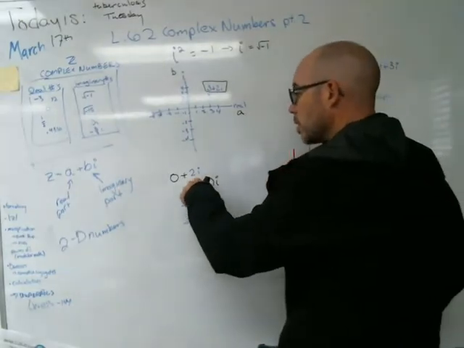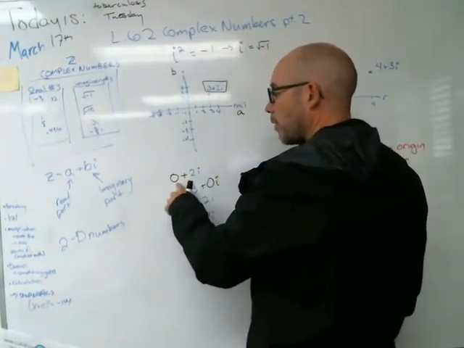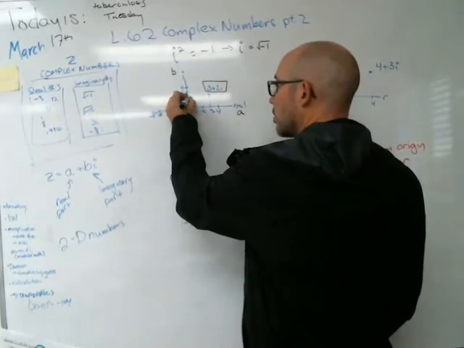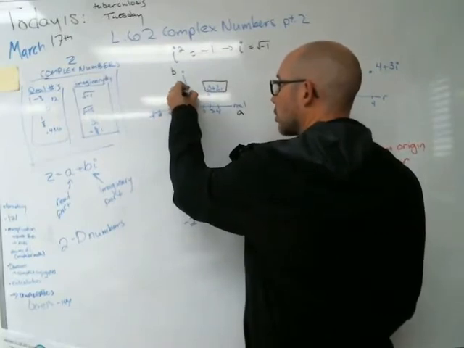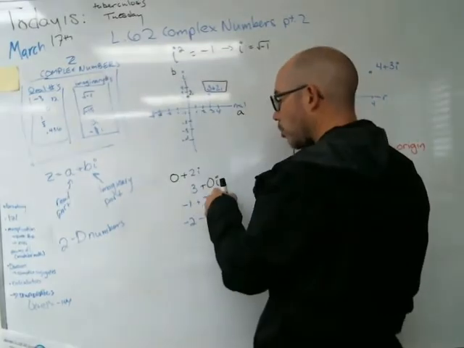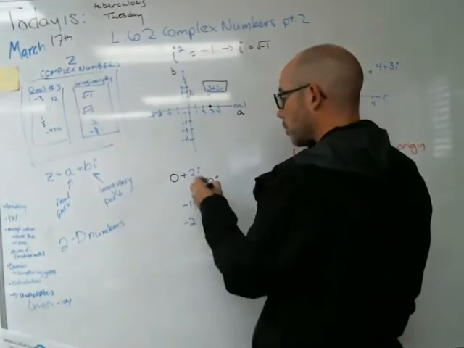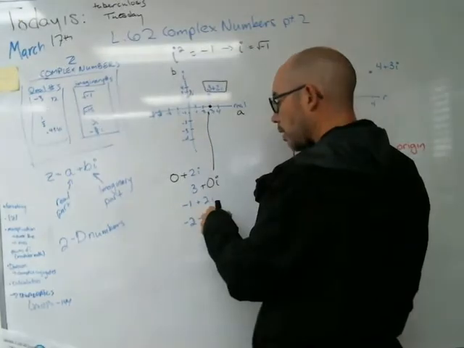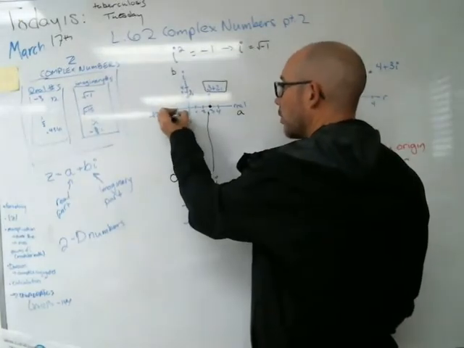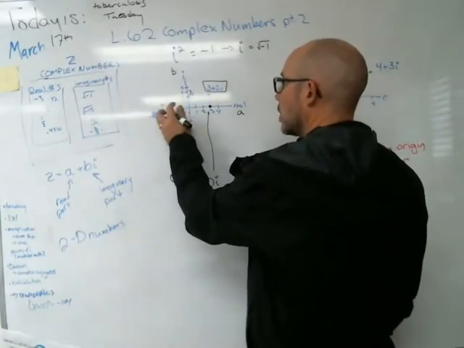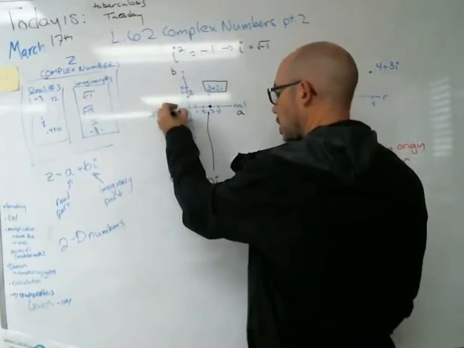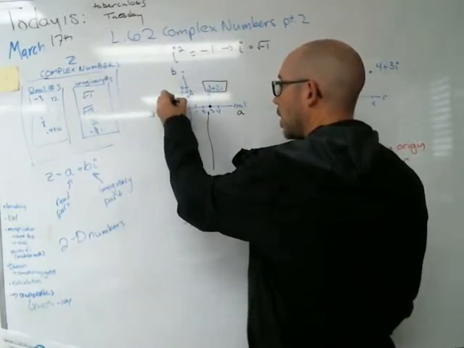Let me graph this one. 2i, where's that going to be? Or if I think of it as 0 plus 2i, it's going to be right there. And how about 3 plus 0i? It's going to be right there. Negative 1 plus 2i, we'll go negative, this was negative 1 right here. Negative 1 and then up to 2i.